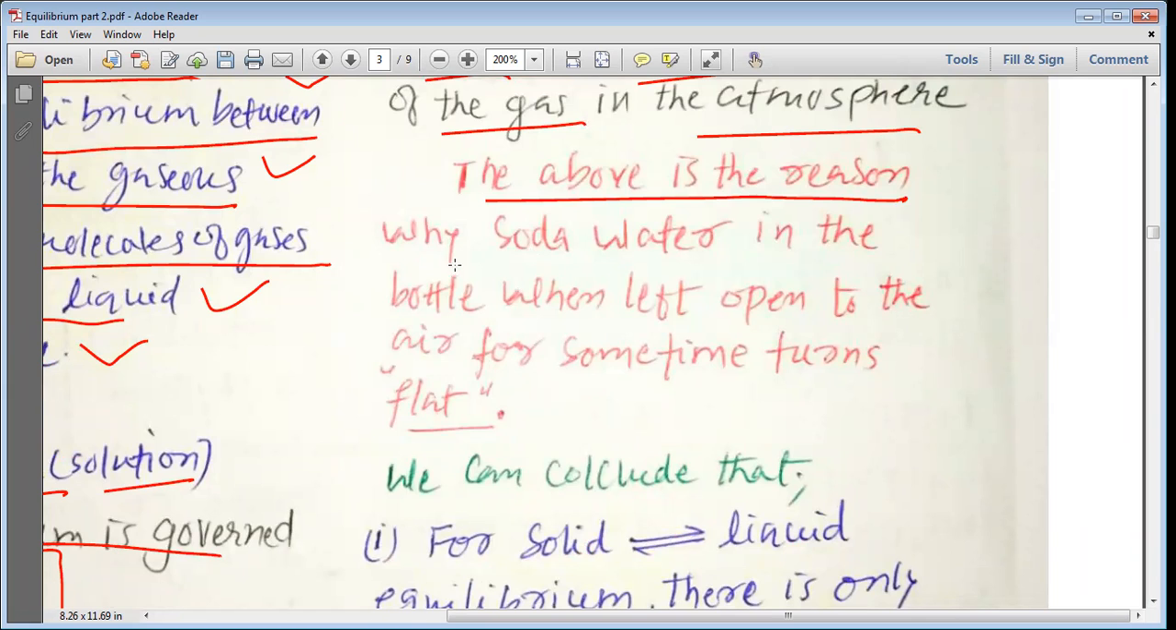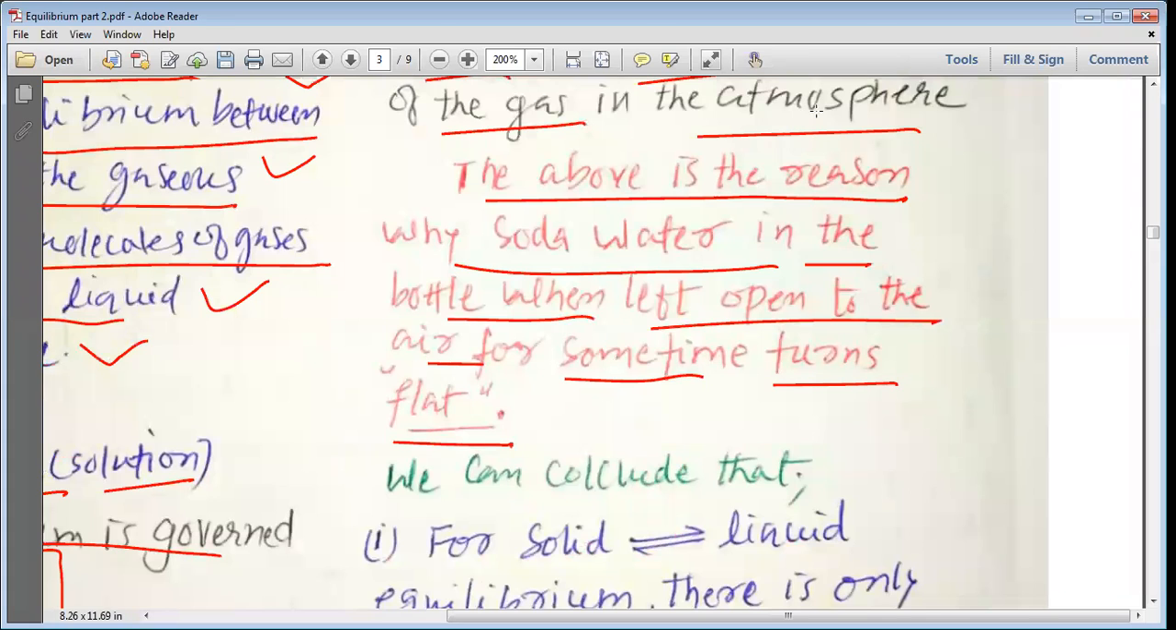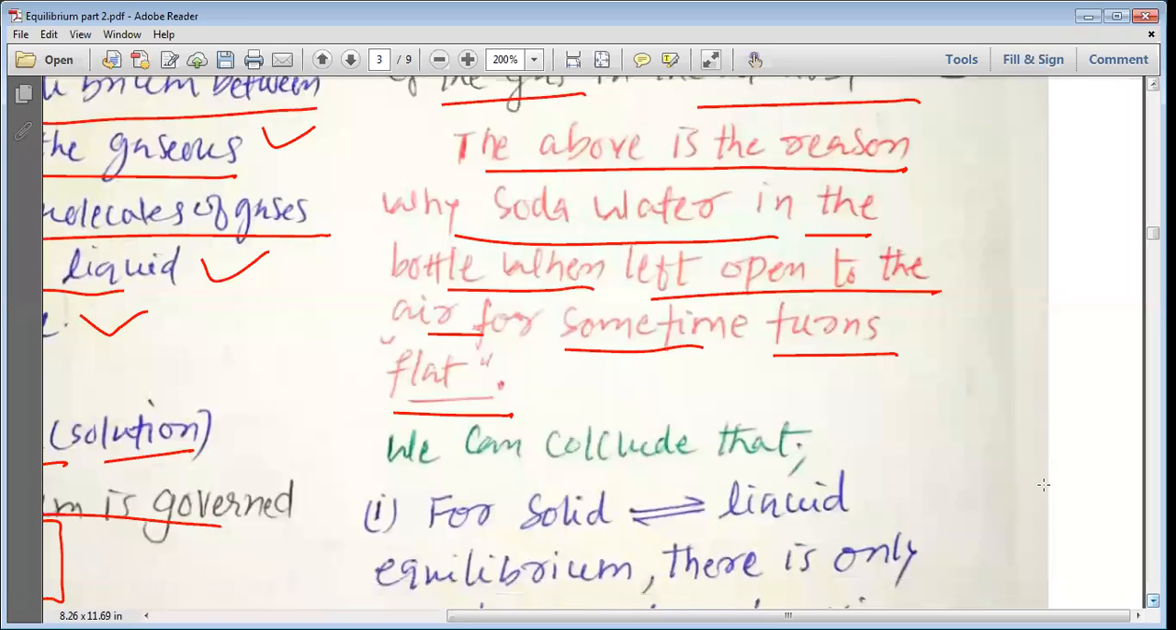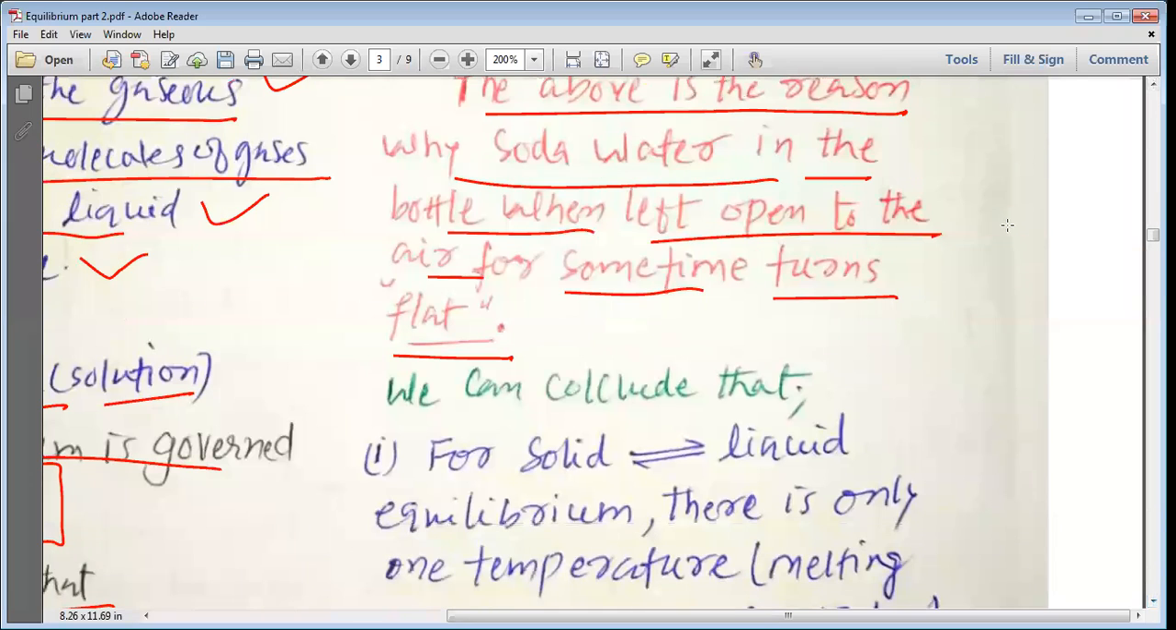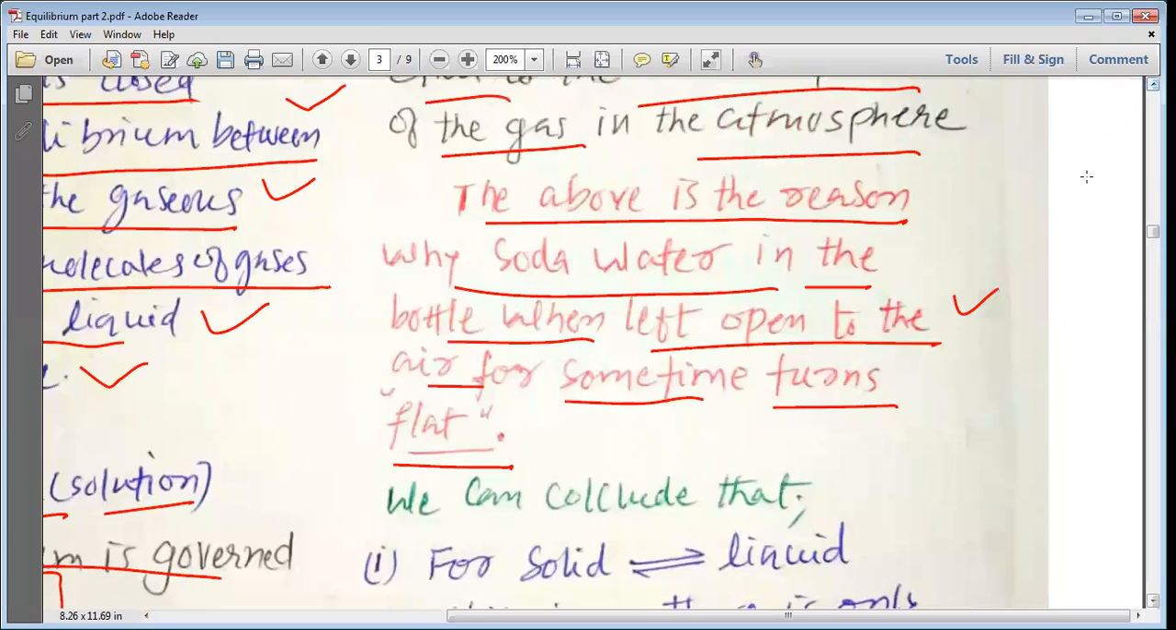The above is the reason why soda water in the bottle, when left open to air for some time, turns flat. This is the reason why the amount of carbon dioxide gas present into the soda water is decreased, and sometimes we feel that there is no carbon dioxide gas present into the soda water. This is what happens because the pressure above the soda water decreases. Here the meaning of flat means without carbon dioxide.